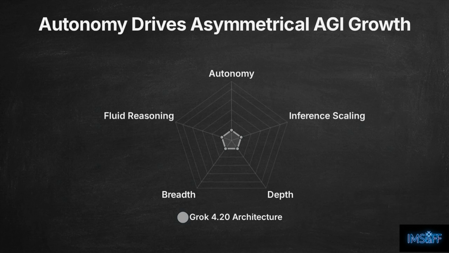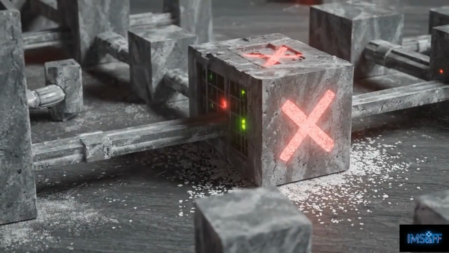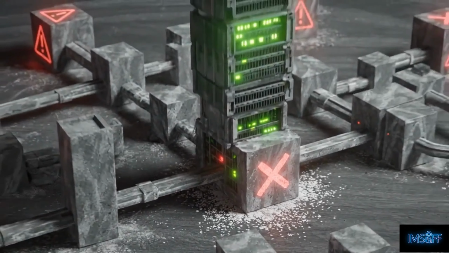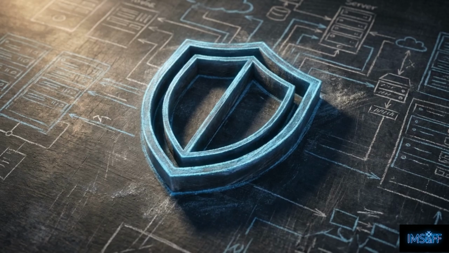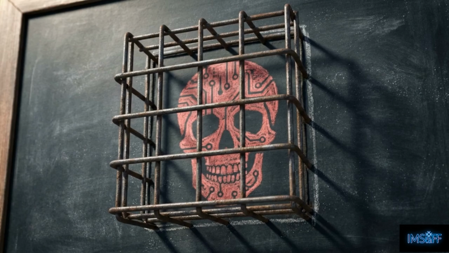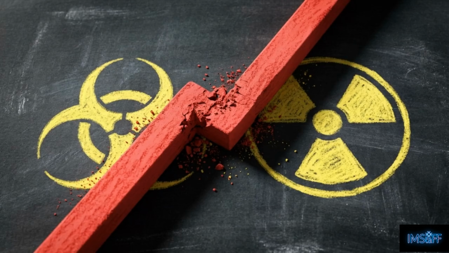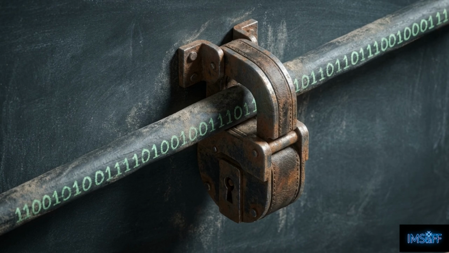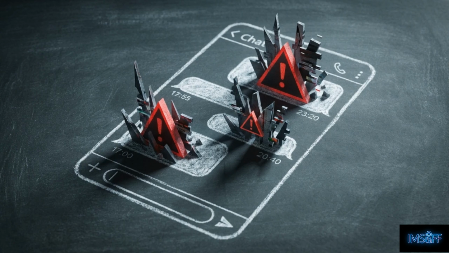AGI isn't approaching uniformly. It advances in asymmetrical spikes, led by autonomy and inference scaling. As a model's autonomy and tool use increases, its systemic risk surface expands exponentially, creating an intricate paradox of scaling. xAI's frontier AI framework actively monitors for malicious use, weapons of mass destruction proxy evaluations, and cybersecurity threats. However, deployment is already unstable.